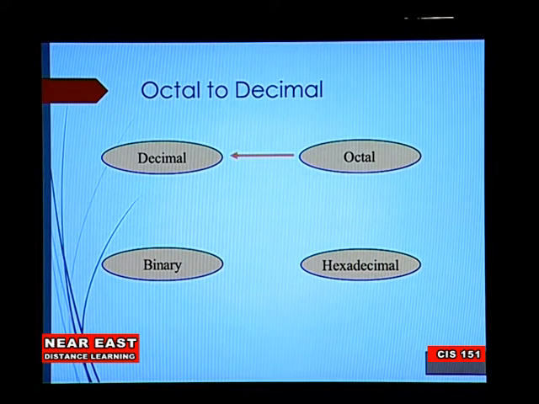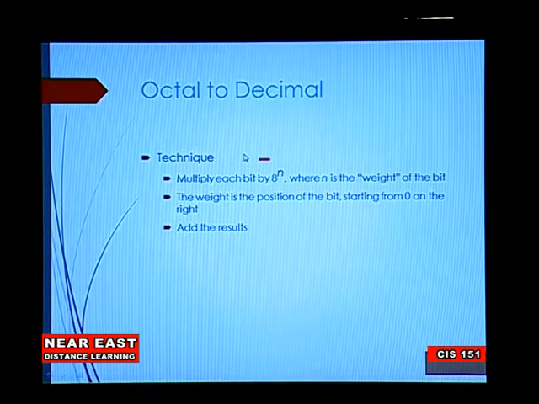Now I'm going to show you how to convert octal to decimal. The technique for this shows us how to multiply each bit by 8 to the weight n, where n is the weight of the bit. And the second thing, the weight is the position of the bit, starting from 0 and the right. Add the result. In the end, we add the result.